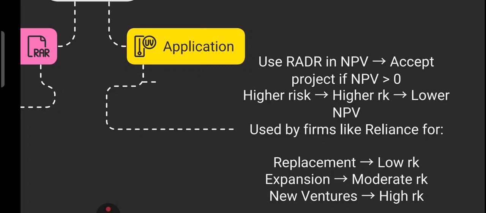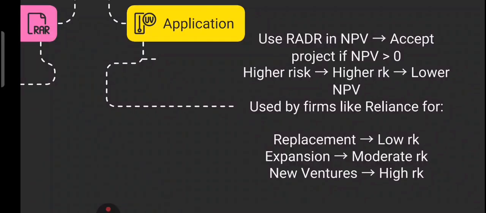How? See, this RADR, that is the risk adjusted discount rate, is used to calculate NPV. Suppose I calculate NPV and it is greater than 0, so I will accept the project. And obviously if risk is higher, RK will be higher, because RK is directly proportional to the risk. So NPV will be lower, because net present value is inversely proportional to the risk adjusted discount rate. And second, if we talk about a real world example, a company like Reliance applies it to replacement. So it means lower RK.